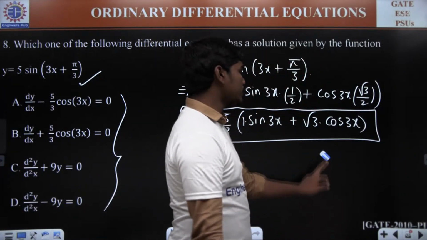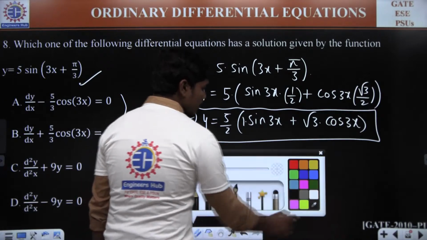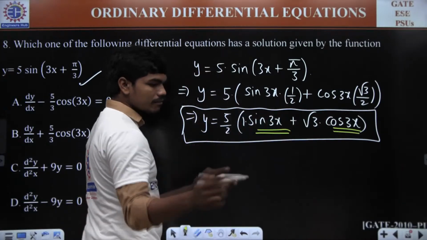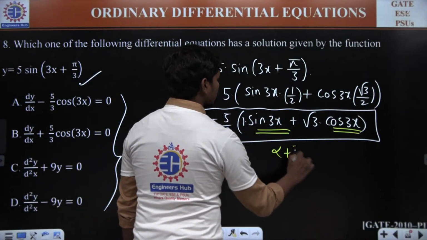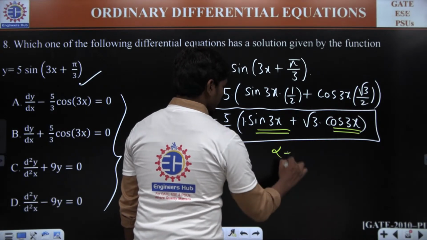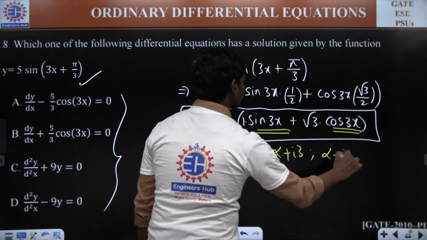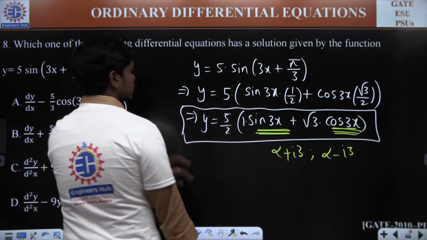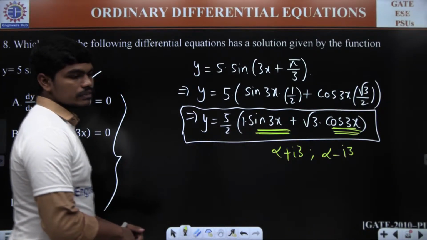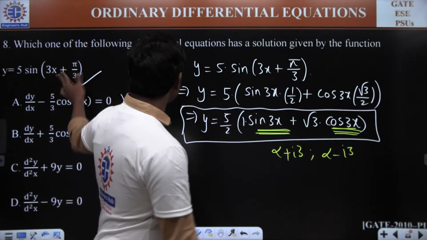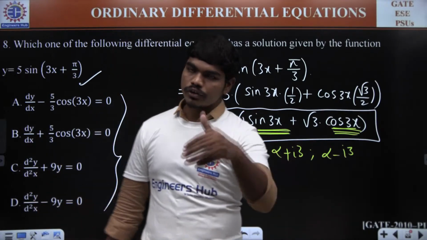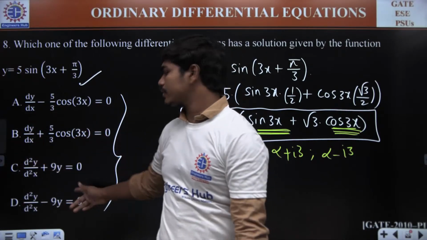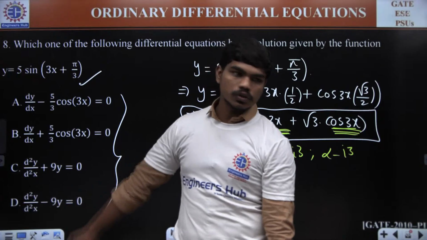In the exam, if you don't remember this point, my intention is to tell you that we have a combination of sin 3x and cos 3x, which means this equation must have roots of the form alpha plus i into 3 and alpha minus i into 3. Then we will get sin 3x and cos 3x here. Can you differentiate two times and solve? Yes, of course. Since this solution is given, you can differentiate two times. If you differentiate one time, you'll know whether any one of these two is the answer or not. If you differentiate for the second time, then definitely you can know whether this is the answer or not.